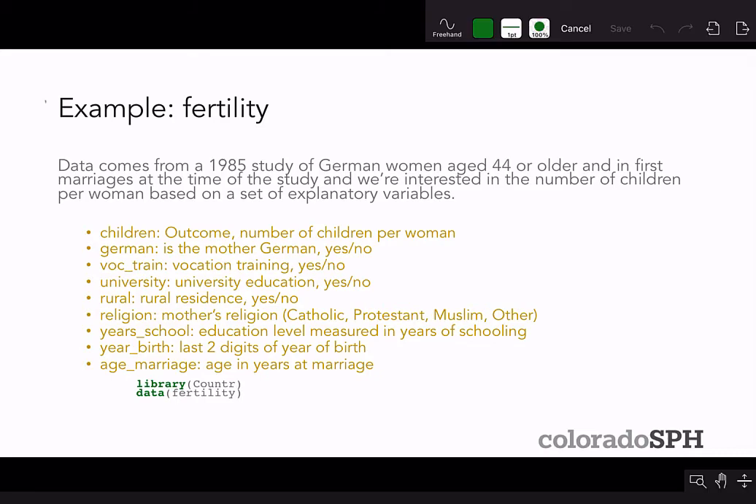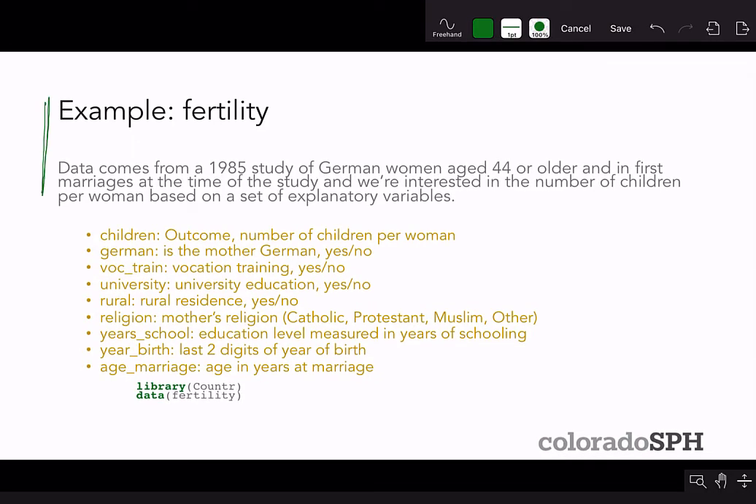Another example of count data comes from this fertility data set. This data comes from a 1985 study of German women aged 44 or older and in first marriages at the time of the study. And we're interested in the number of children per woman based on the set of explanatory variables given below. So the outcome is children, the number of children per woman, and we have several variables. This data comes from the COUNT package in R, and you can load it into your console by installing that library and then loading the data with this line of code here.